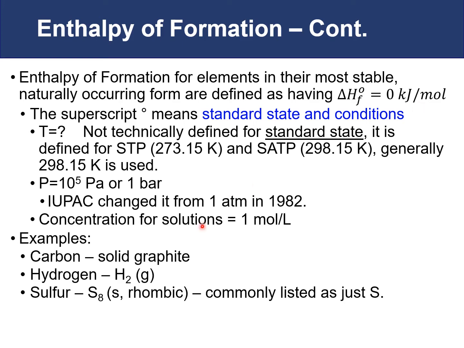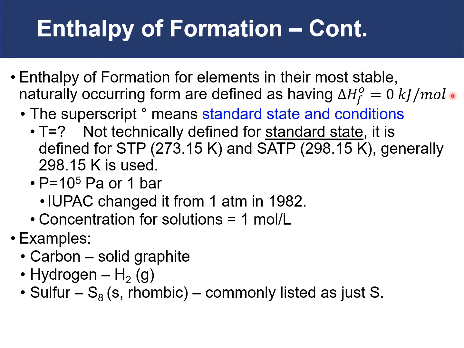So if, for example, you're looking at hydrogen, H2, which is hydrogen's most stable naturally occurring form, the amount of energy that it takes to make hydrogen from hydrogen would be 0. Your starting point and ending point are the exact same. So what you'll find is that if you're looking in tables of enthalpy of formation values, either the elements in their most stable elemental form will be missing from the table, or they will have a value of 0.